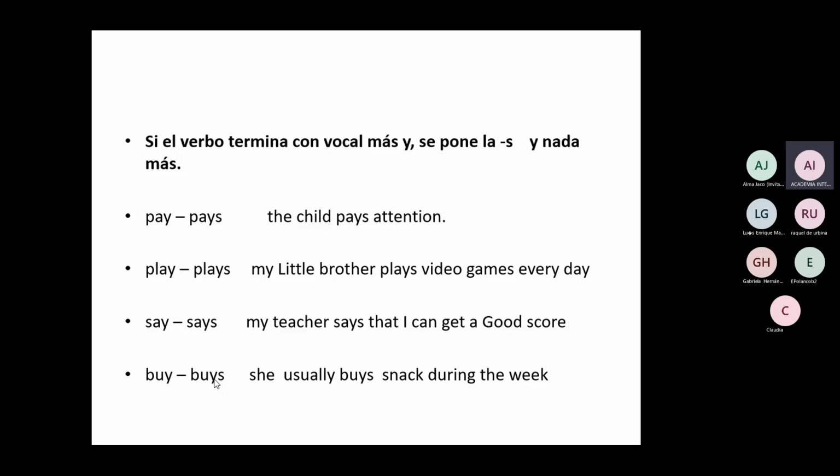Do you know what is that word, or what means snack? Snack. Well, snack is como golosinas o cosas así que comemos, ¿verdad? Snack. She usually buys snack during the week.